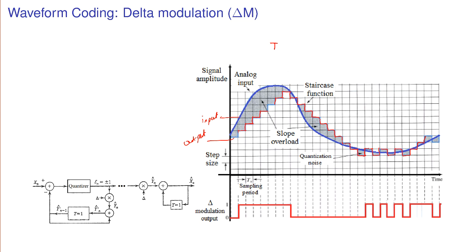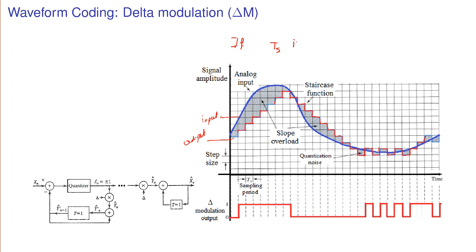If the sampling time Ts is small, then I will have more levels and I can track the signal, provided that delta, the step size, is small. So by reducing Ts and delta, you can accurately track your analog input. This is called delta modulation. The disadvantage is that if you reduce Ts, you will produce more bits. Okay, so this is called delta modulation.